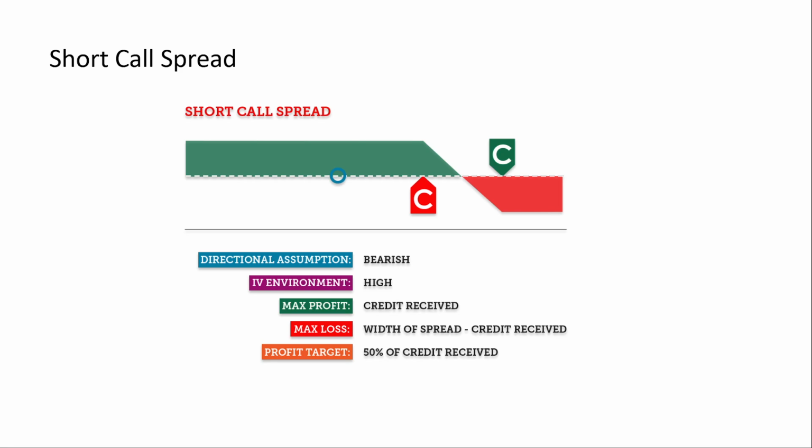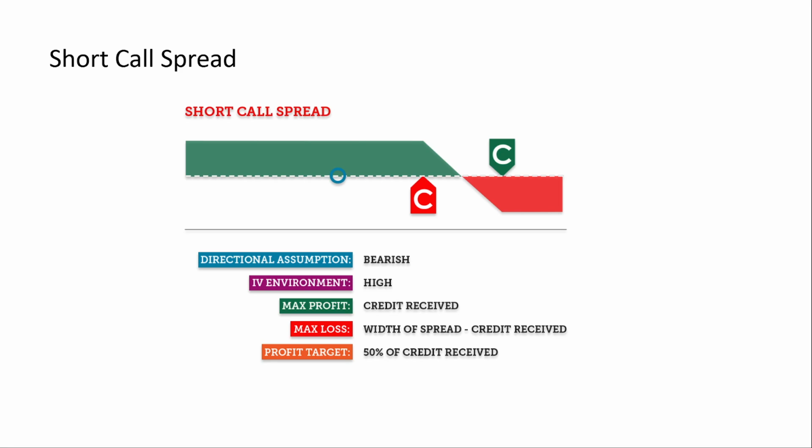The type of implied volatility environment, initially I would say high. However, during my tests over the last 15 to 20 years, I noticed that it tends to work in almost any type of environment. The max profit that we are going to get is the initial credit we receive when we put the trade on.